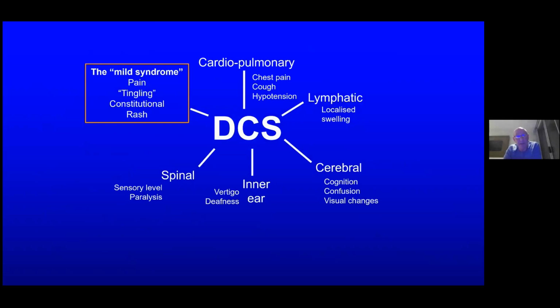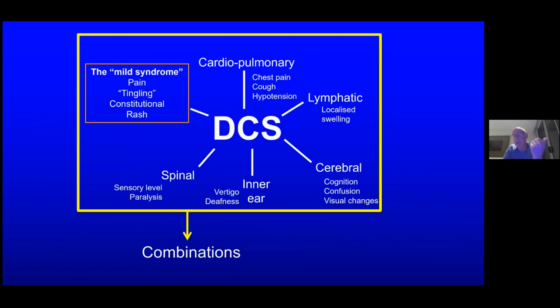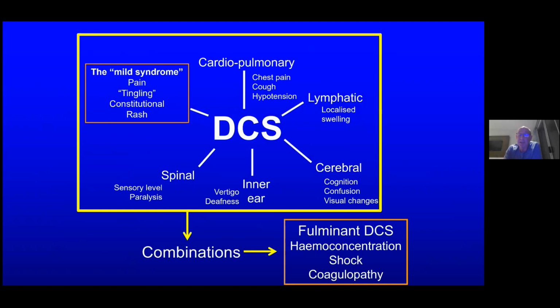If bubbles go to the inner ear, they can cause vertigo and deafness, and the spinal cord, classic spinal injury like sensory level and paralysis. And of course, any case can involve more than one of these things. So we see combinations. And in very severe cases, you may see hemoconcentration, shock, and coagulopathy. The truth is, most cases fall into that mild category, with the others being much less common.